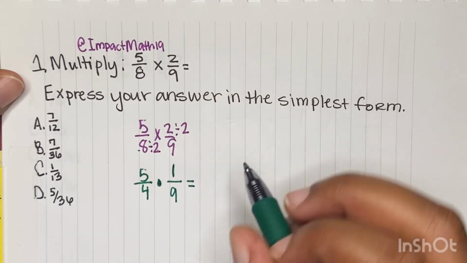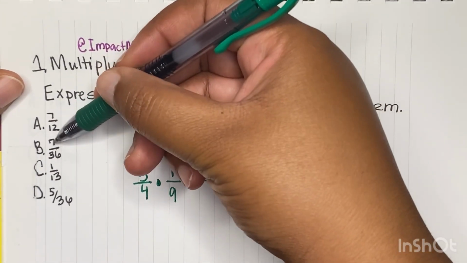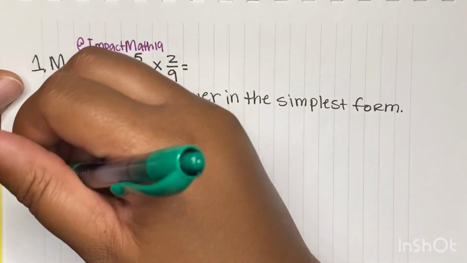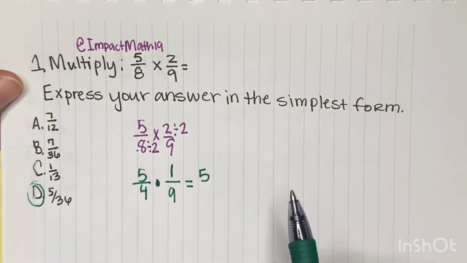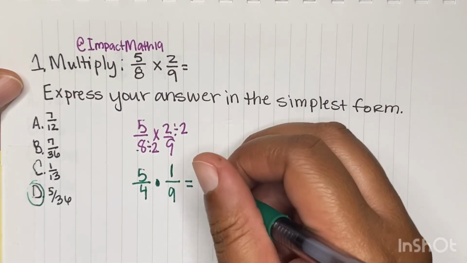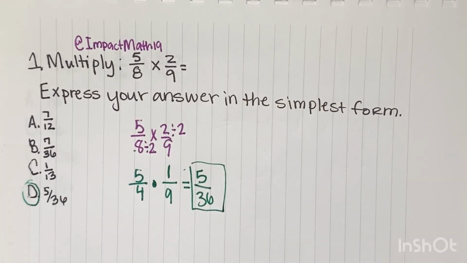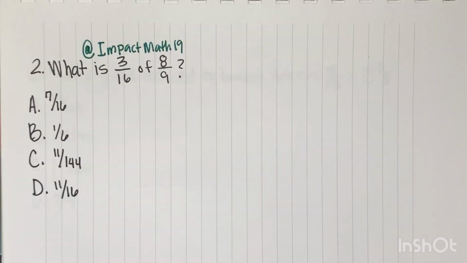So we have 5 times 1 is 5. And then we could stop there because if we look at our answer choices, there's only one answer choice that has a 5 on top. But let's keep on going. So 4 times 9 is 36. And this is our simplified form. Okay, let's go to the next.